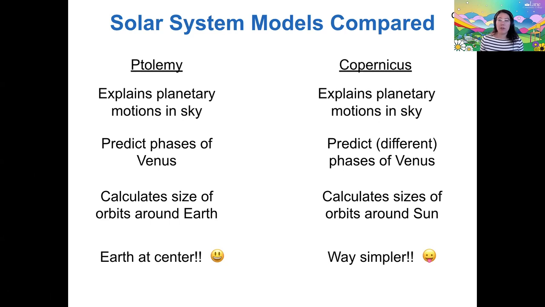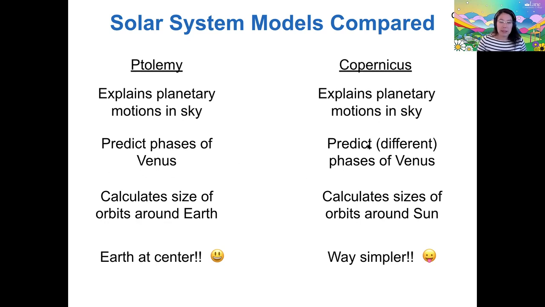And some of the features that don't really have any relevance to the scientific aspect of the model, but do have relevance to how we feel about the models, is that in the Ptolemaic model, Earth is at the center of the solar system and indeed of the whole universe. And this was just something that people really liked the idea of. An Earth-centric worldview was very appealing. But Copernicus's model, even though it didn't have the Earth at the center, which is kind of a bummer, was way simpler, which is a bonus. So those are kind of how they stack up.